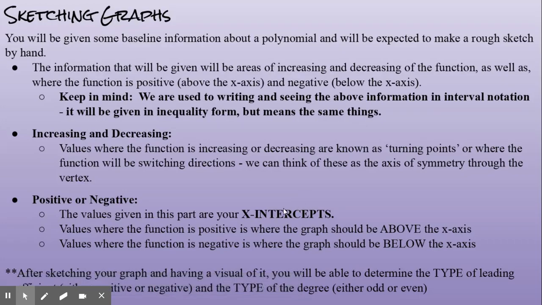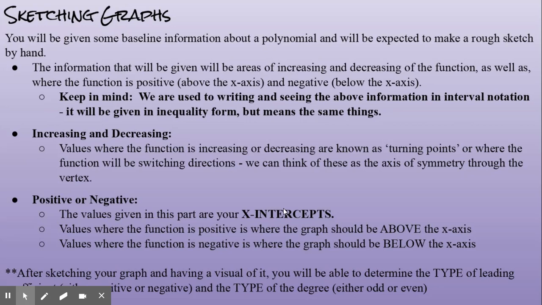Now, the very last thing is utilizing everything we've known. We know intervals, we know x-intercepts, we know increasing and decreasing. We're pulling that all together now to sketch a graph. You're going to be given some baseline information to make a rough sketch by hand. And then from your rough sketch, you're going to be able to determine whether the original function was odd or even. So is the leading coefficient odd or even? Oh, sorry, the degree is odd or even, and if the leading coefficient is positive or negative. Again, that'll all be based upon the end behavior of the graph.